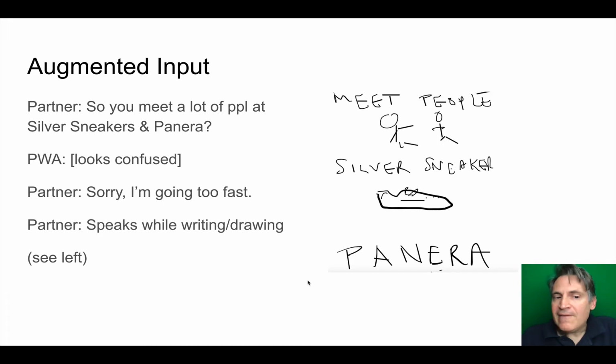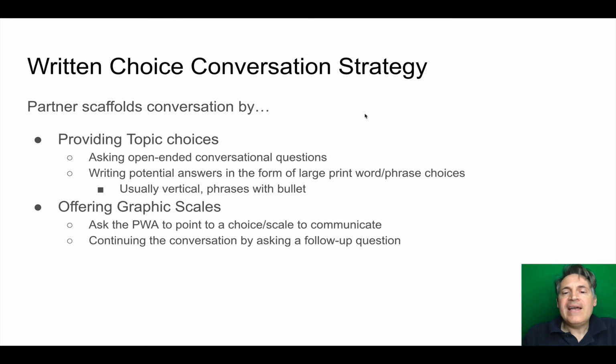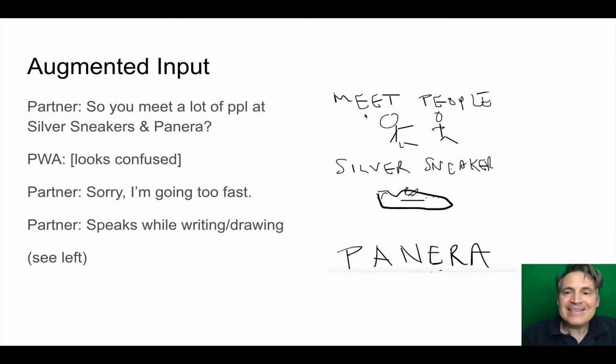And what you may find too is that the person with aphasia can now use this that you've given them to point and say, yes, Silver Sneakers, yes, people, yes, Panera, and people. And now you've given that person access to some basic AAC strategies that they can use. So in addition to helping the person understand, you've now created a space where you can have some basic conversations. So augmented input is a really great strategy to be able to use.